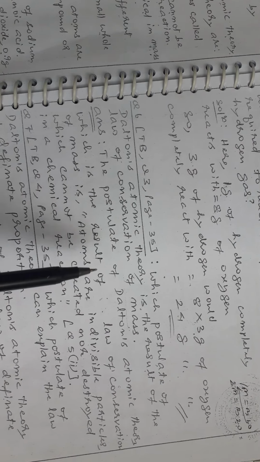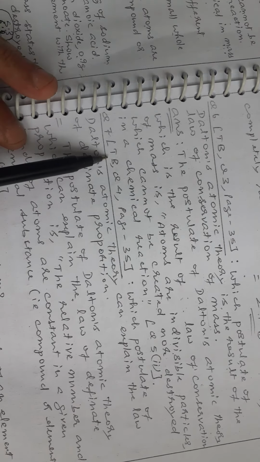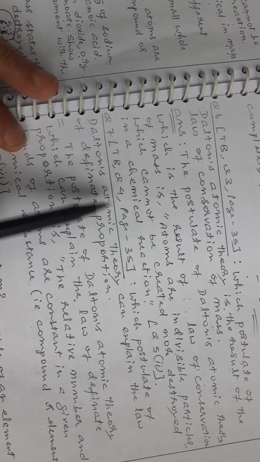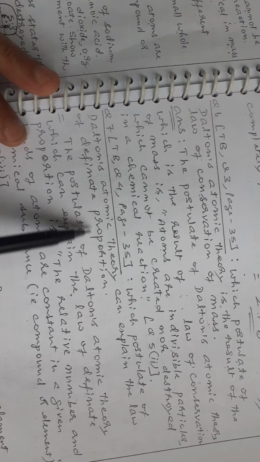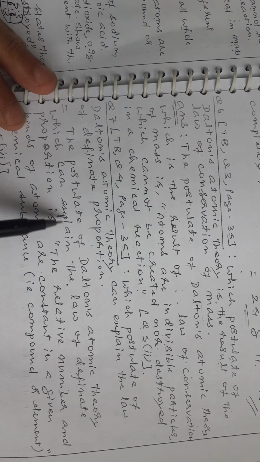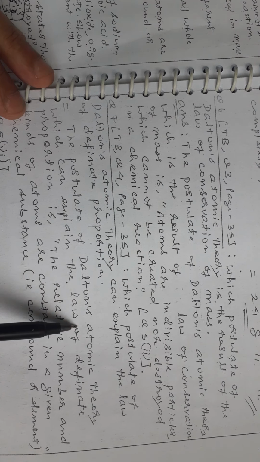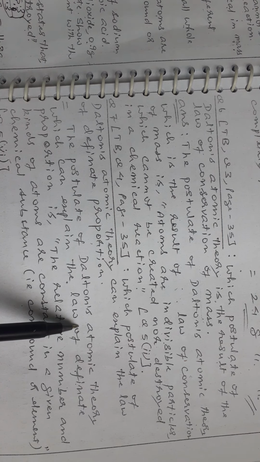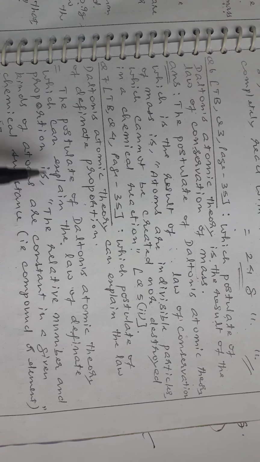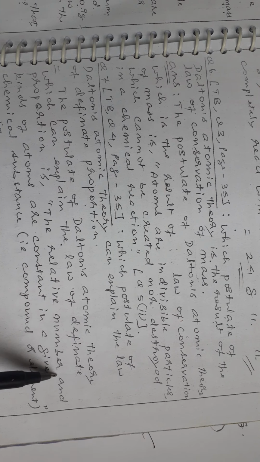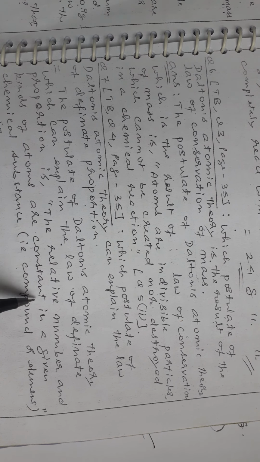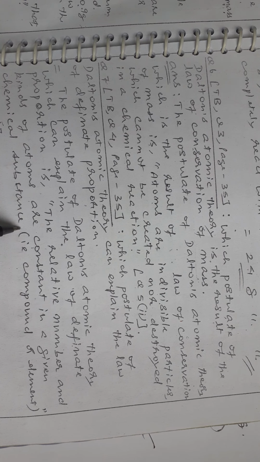Now, question number 7, textbook question 4, okay? Which postulate of page 35 textbook Dalton's atomic theory can explain the law of definite proportion? So the postulate of Dalton's atomic theory which can explain the law of definite proportion is this one. The relative number and kinds of atoms are constant in a given chemical reaction.